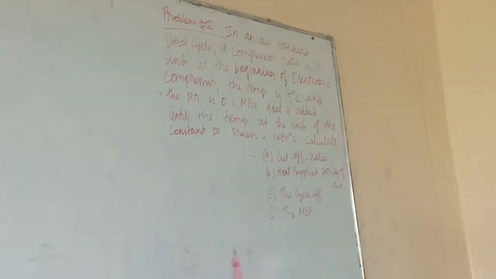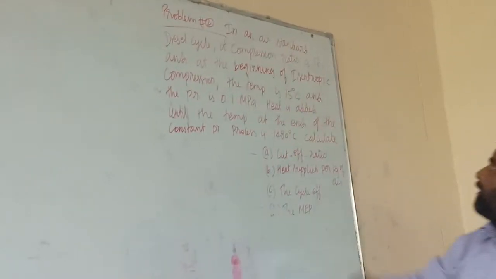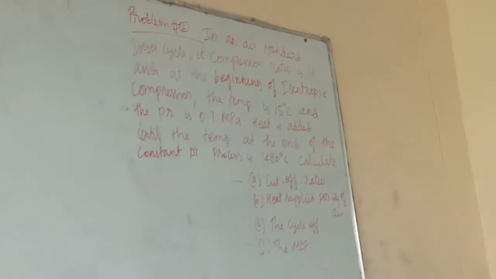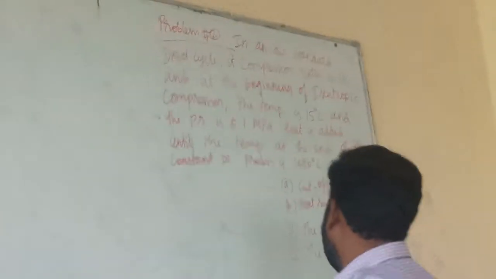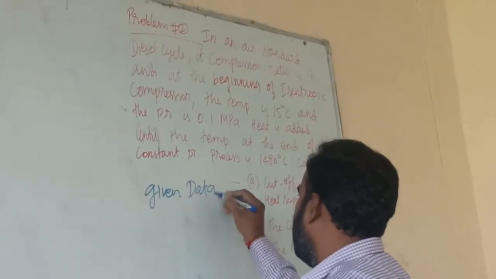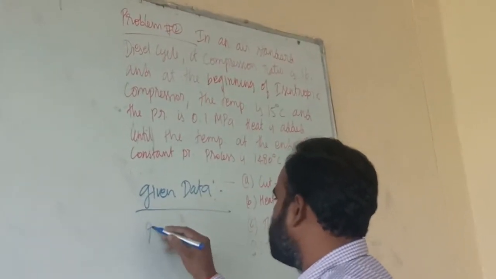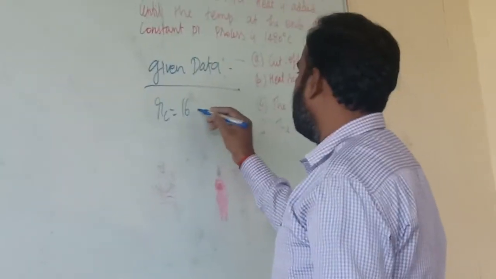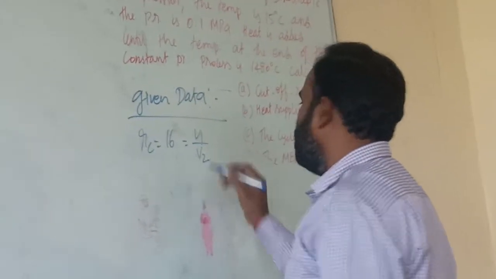Relevant to the diesel cycle. In an air standard diesel cycle, its compression ratio is 16. So you can write the given data. Given data for the diesel cycle: they gave rc equal to 16, which is equal to V1 by V2.